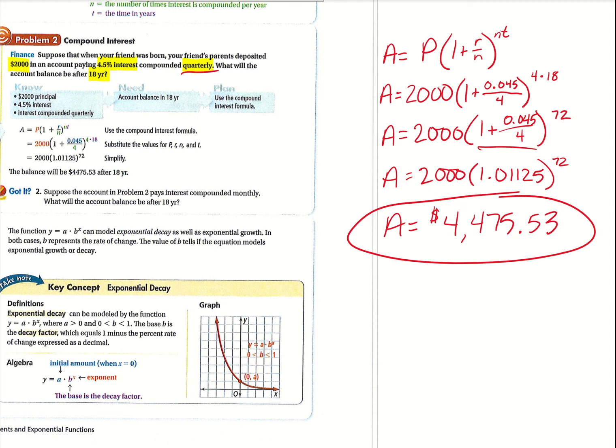Okay, so I want you to go ahead and do Got It Problem 2. It uses the same problem as this stuff up here. There's just one thing that you're changing. So your job really is to find out what is changing there, and then make sure you can enter all that into your calculator and get what you need for your solution for this problem.